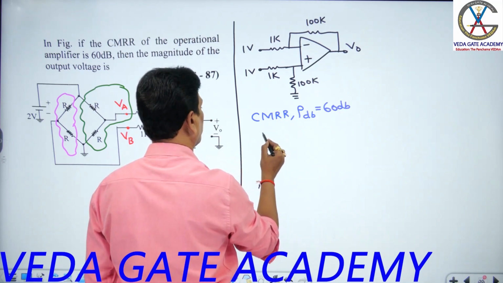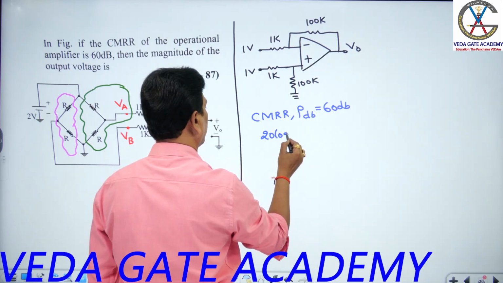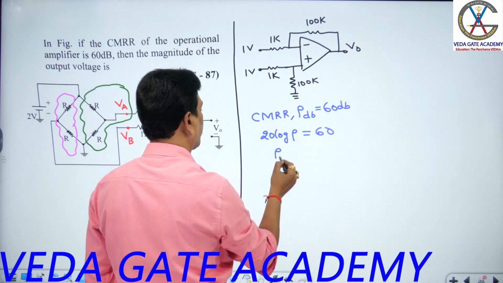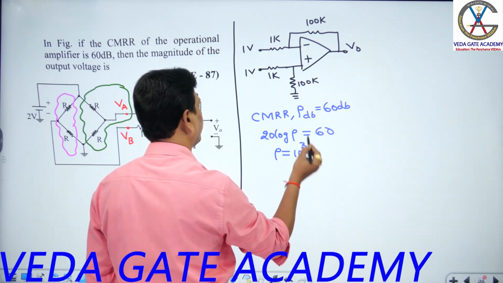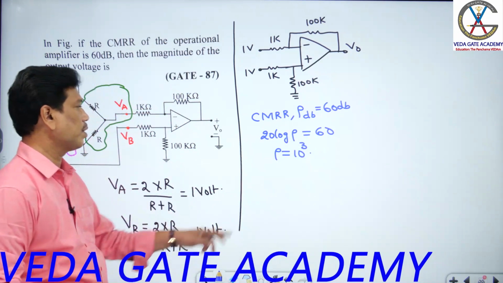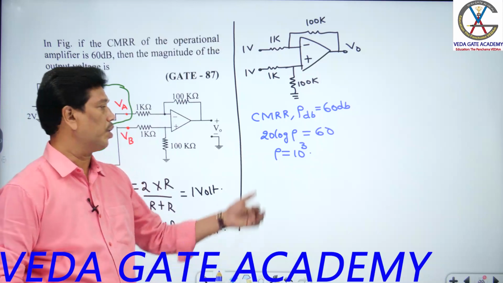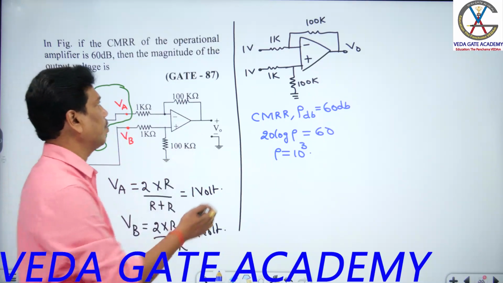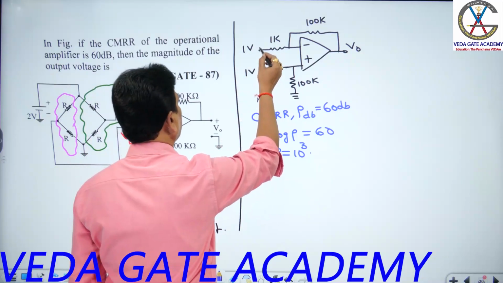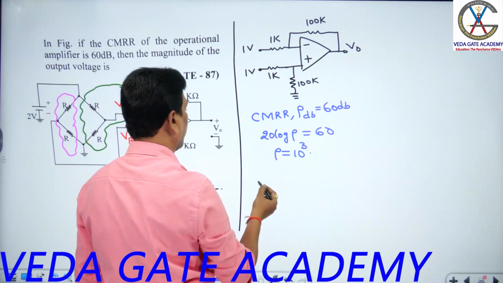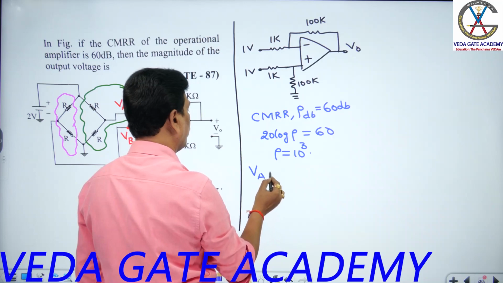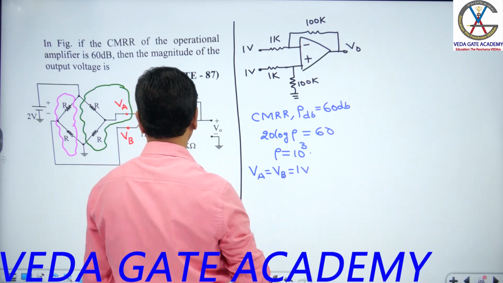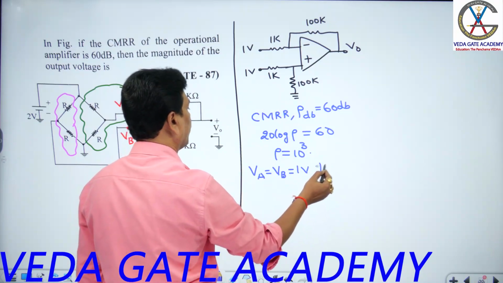So rho in dB means 20 log rho, students. 20 log rho equal to 60. So rho becomes 10 cube. So in terms of this rho, now I can calculate that output, students. Because both inputs are a common signal, equal to 1 volt, VA equal to VB equal to 1 volt there.